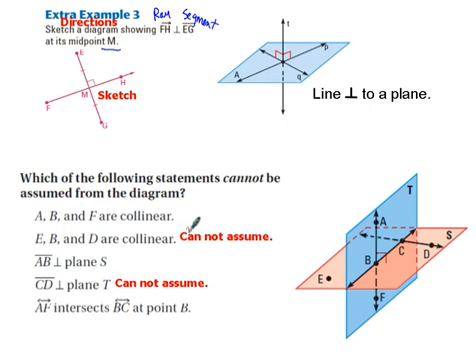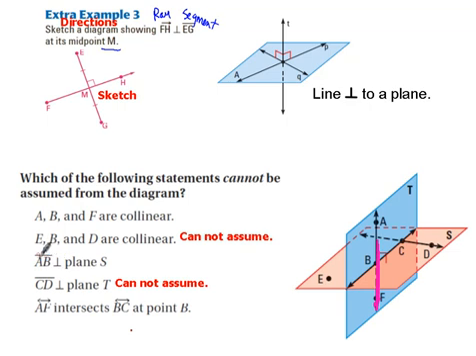Some things cannot be assumed from a diagram. We've been looking at those things that can be assumed from a diagram. So we're going to look at which of these things cannot be assumed from the diagram. Points A, B, and F are collinear. A, B, and F lie on the same plane, so it can be assumed that they are collinear.